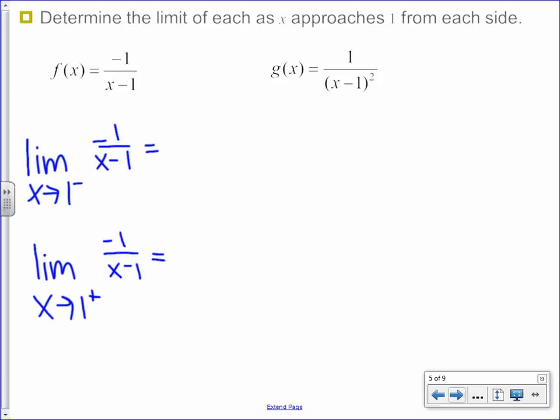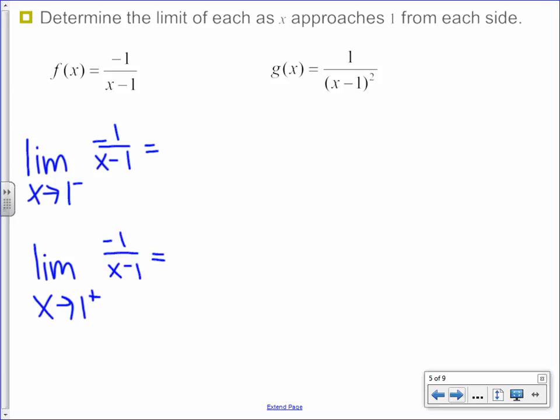Okay, so this is what you need to do. We know that since there's an asymptote at x equals 1, we're going to have unbounded behavior. What we have to figure out is: are we increasing towards infinity or decreasing towards negative infinity? Let's look at the left side here. How might we figure that out?